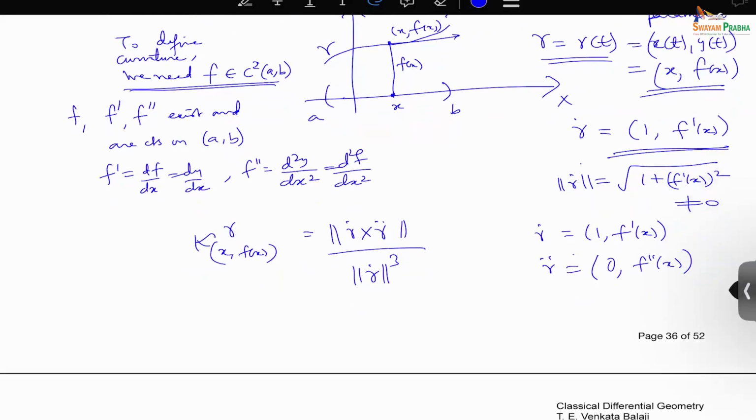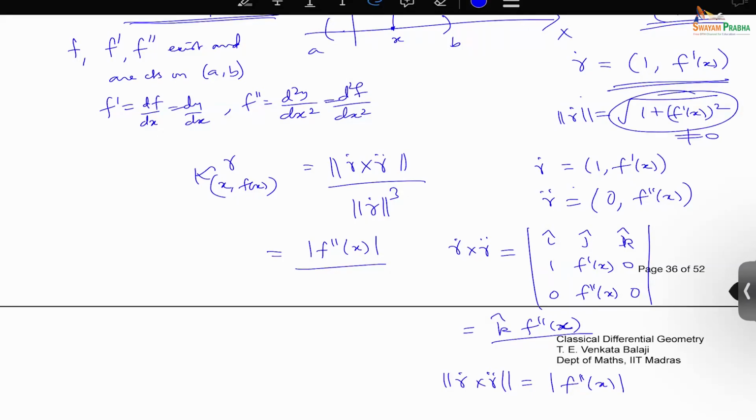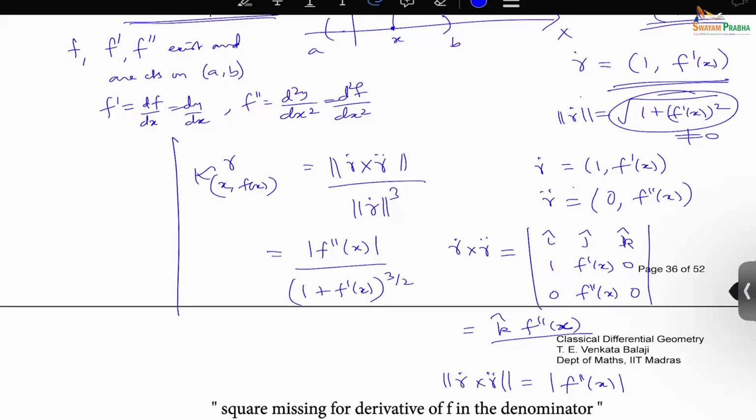If you write the cross product, the only thing that will work out is the last column. So I will get k hat times f double dash, that's all I will get. That's right. And therefore the norm of gamma dot cross gamma double dot is just the modulus of f double dash of x. And therefore this is just the modulus of f double dash of x divided by the cube of this fellow, so (1 plus f dash of x squared) to the power of 3 by 2. So that is a formula for curvature.